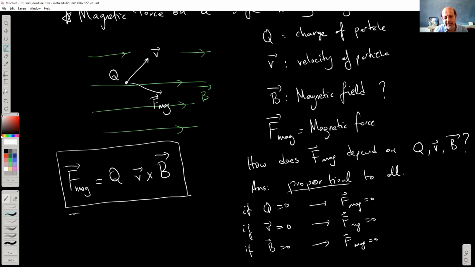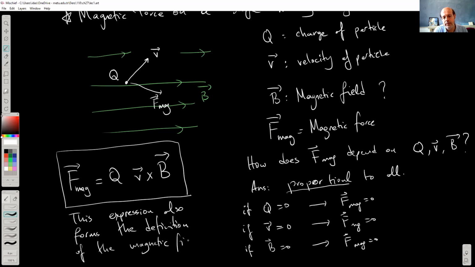Okay, so let's say it like this. This expression also forms the definition of the magnetic field. Okay, meaning that there are no constants of proportionality influence, right? So we just define the field like that. And so consequently, then I can discuss the units.